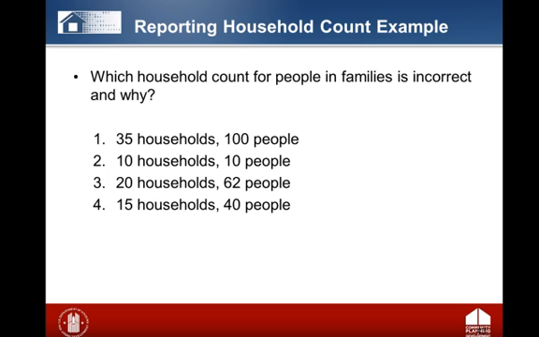Putting yourself in the shoes of a data reviewer, take a look at the following programs serving persons and families. Which household count is incorrect and potentially indicative of larger data problem? As you know, the AHAR family must contain at least one adult over the age of 18 and at least one minor under the age of 18. Therefore, it will be impossible to have only 10 people in 10 households.